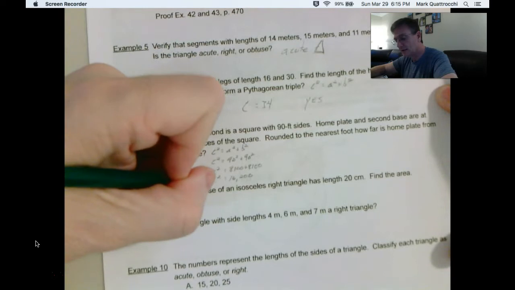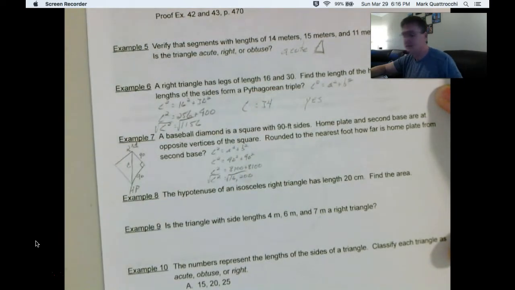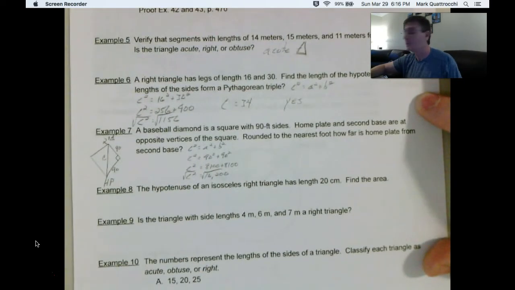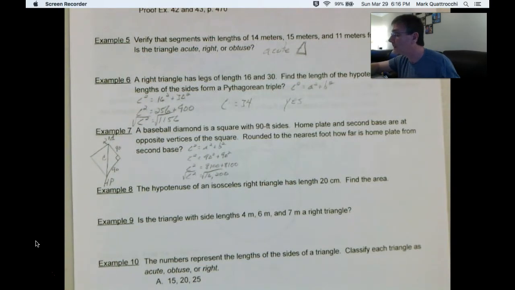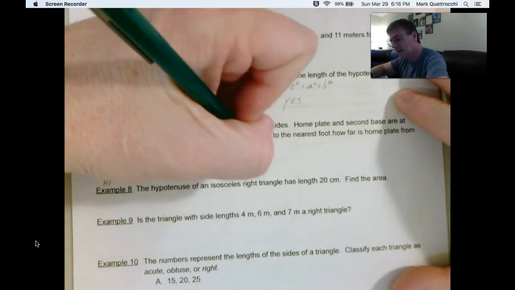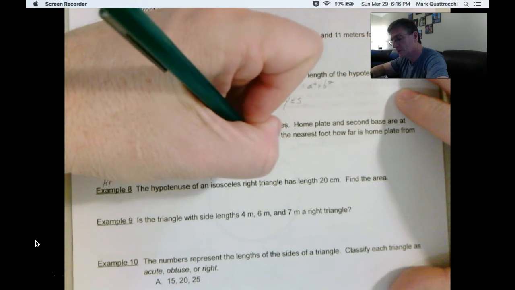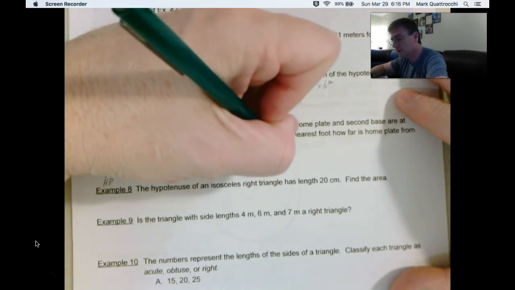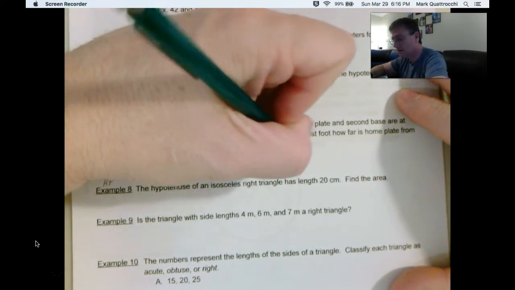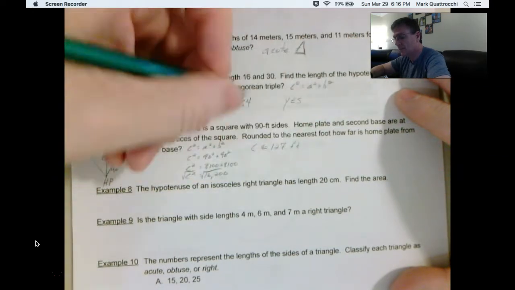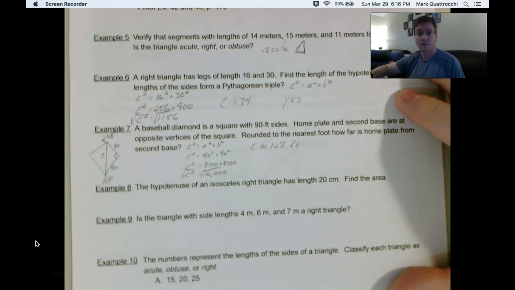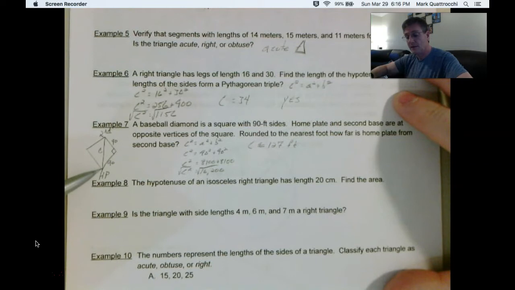Square root both sides, and we want to round this to the nearest foot. So I hit my square root button. C is approximately equal to 127 feet. Okay, which means that the catcher has to throw the ball 127 feet to second base to try and catch the runner stealing second.